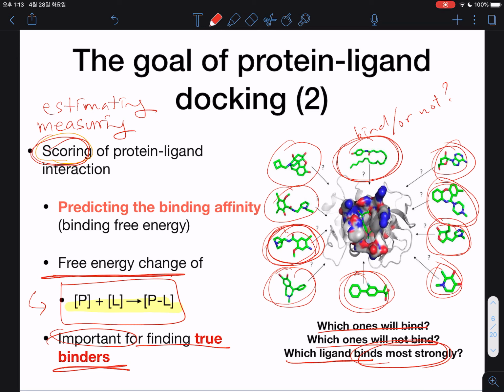Among all possible binders, all possible ligands, we also need to identify the most strongly binding ligands to develop efficient drugs. If a ligand is not interacting with the protein very effectively or strongly, then it will not be an effective drug. Otherwise, we have to take that drug in a large amount to be effective, right?